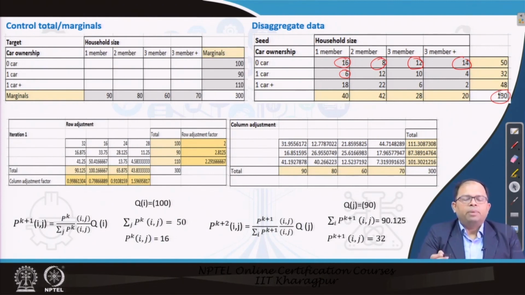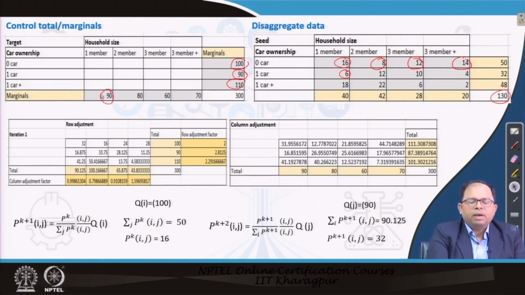Now, we have a particular zone where we just know the marginals. That is, we know that there are 100 0 car households, 90 1 car households, 110 more than 1 car households, and so on. And we have 91 1 member families, 82 2 member families, 63 3 member families, and 73 more than 3 member families, which also leads to 300, which also needs to be consistent.